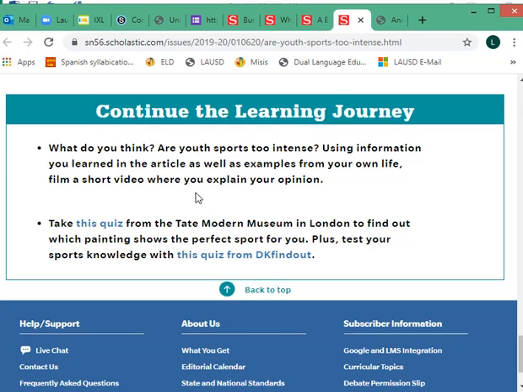And number 2 is a quiz from the Modern Museum of London. It finds out which painting shows your perfect sport for you. So this is kind of fun. It asks you questions like, what do you prefer, this, that, or the other? So it's a short quiz. Go ahead and click on this link to take it. Let me know what your results are and what it says.